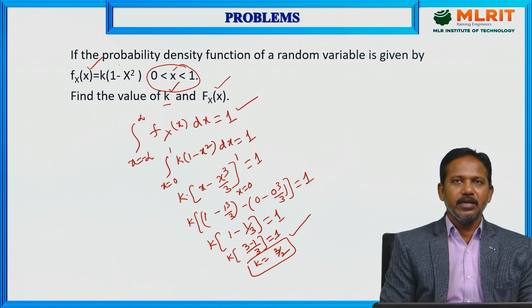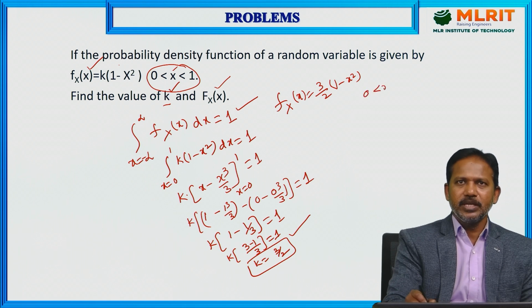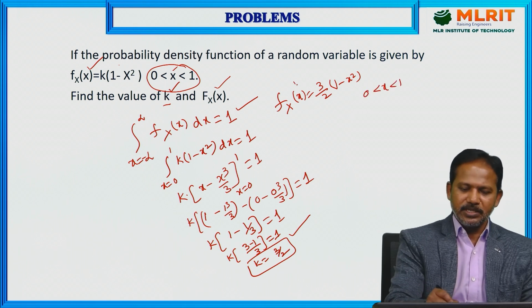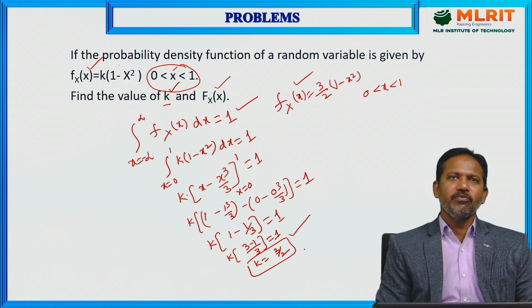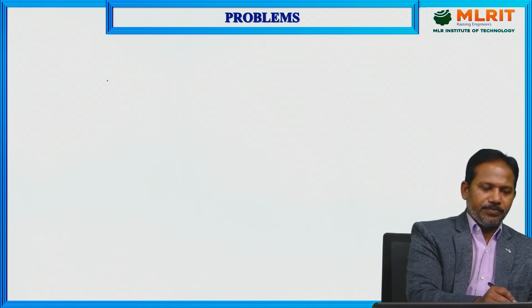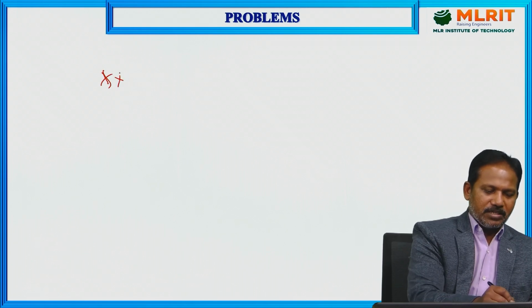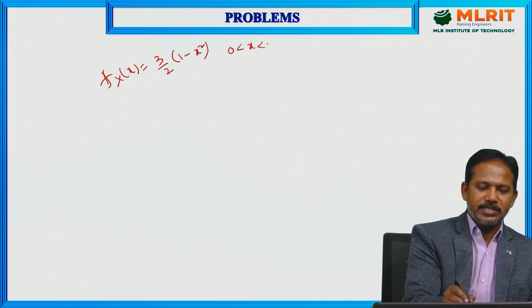So simply I can define my density function: fx of x is equal to 3 by 2 into 1 minus x square for the range of 0 less than x less than 1. This is the given density function. For this given density function, I need to find the distribution function. Okay. See here, small fx of x is equal to 3 by 2 into 1 minus x square for the range of 0 less than x less than 1.